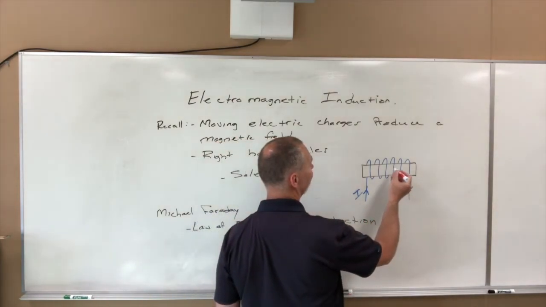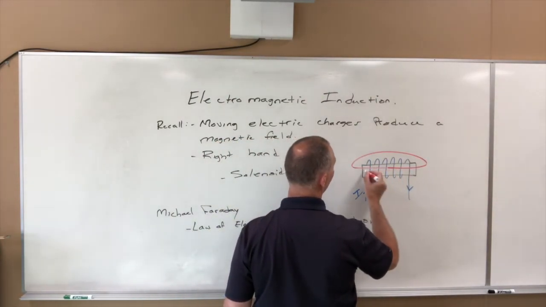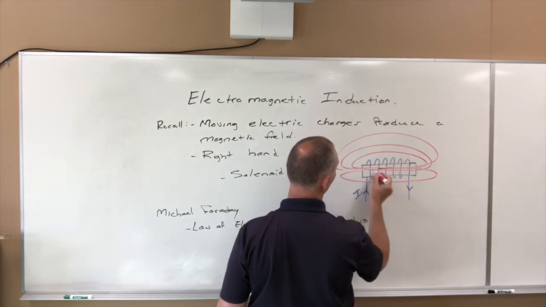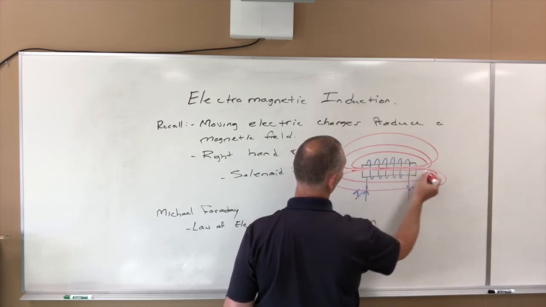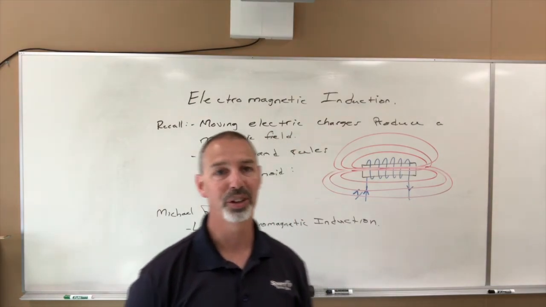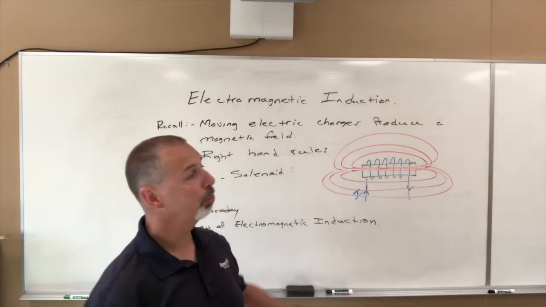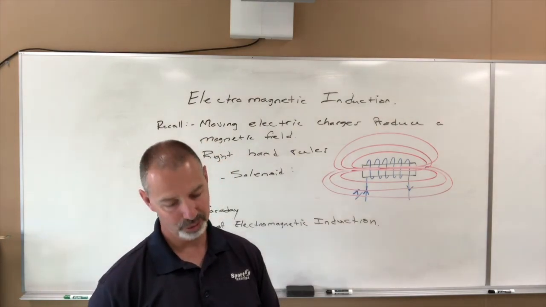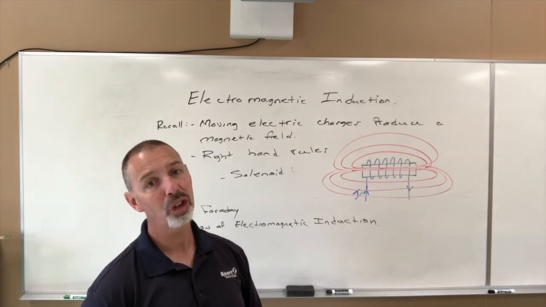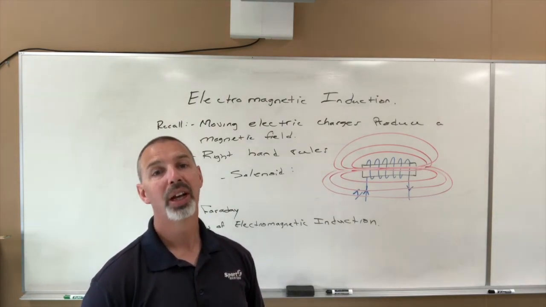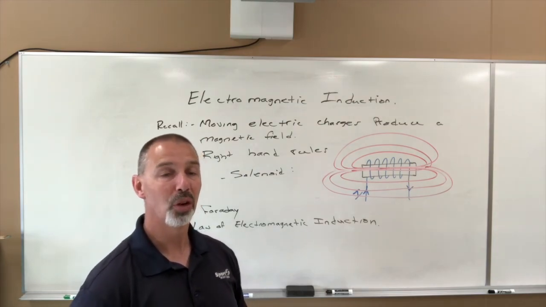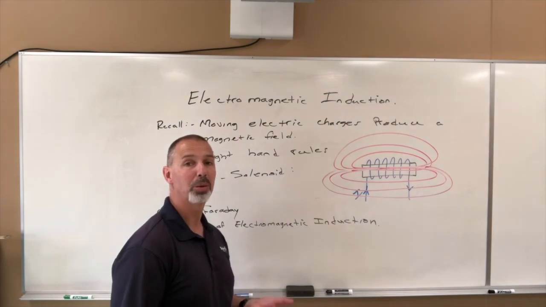If I were to draw the magnetic field here, we would get something that looked like this, which is similar to a bar magnet's magnetic field. Now, a bar magnet has a north and a south pole, and so does the magnetic field of a solenoid. That north and south pole is determined by the direction of the current and the use of a right-hand rule. The right-hand rule is just a shortcut way of knowing which way, but the north and south pole is determined by the direction of the current.